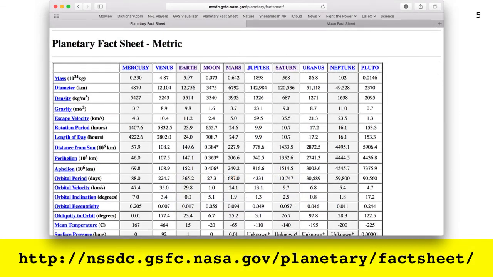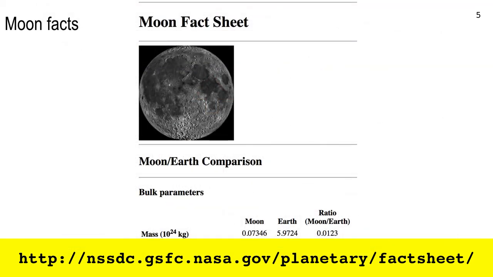What I'm going to work with is information from the planetary fact sheet from the NASA Space Science Data Center. The website's down here at the bottom. And there's a column here for the moon. Matter of fact, if you click the link at the top of the column, it takes you to the moon fact sheet, which has even more data than just this first image. This is kind of the summary data sheet for all the planets and the moon. But here's what the moon fact sheet looks like.